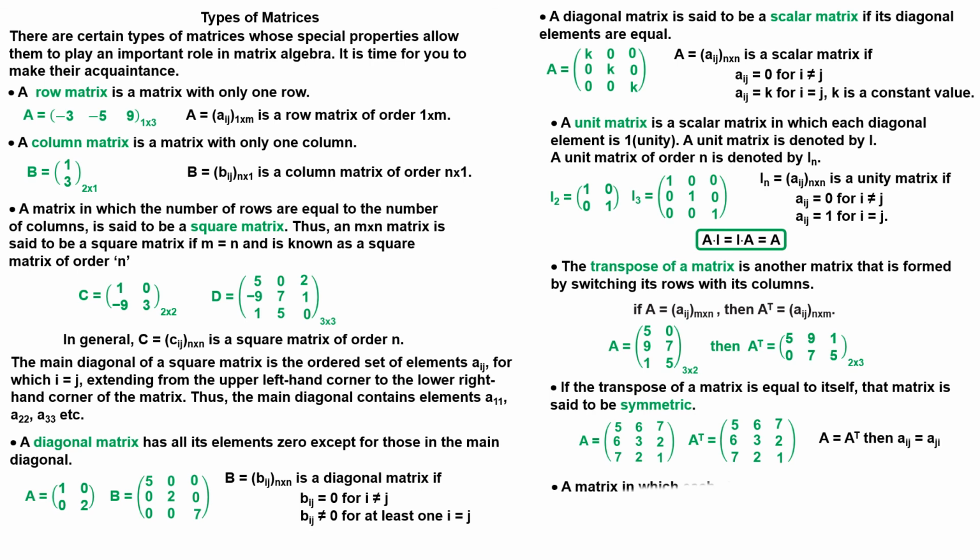A matrix in which each element is zero is called a null or zero matrix. Zero matrices are generally denoted by the symbol O.